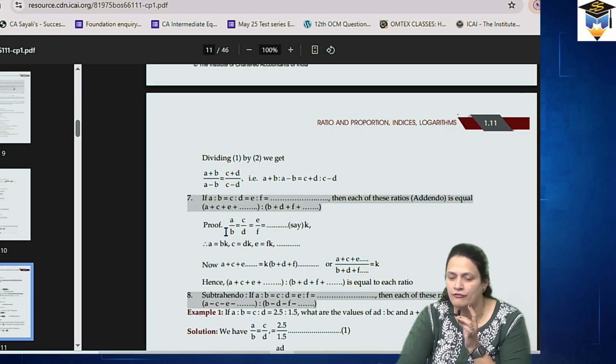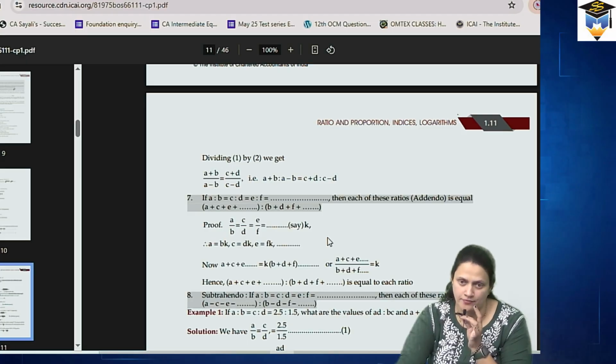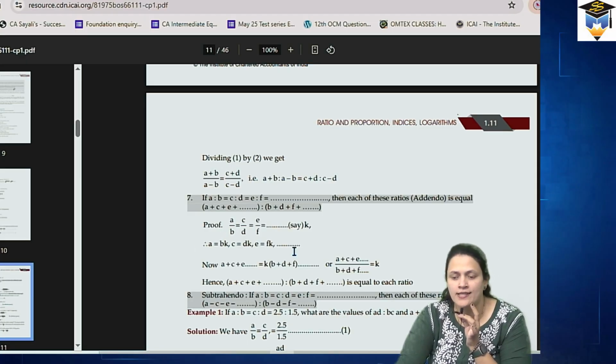If we say A upon B is equal to C upon D is equal to E upon F, and let us say that all these ratios are equal to K, where K is a constant. Then A is equal to BK, C is equal to DK, and E is equal to FK. If you substitute in the value, you can see A plus C plus E upon B plus F comes out to be equal to K.